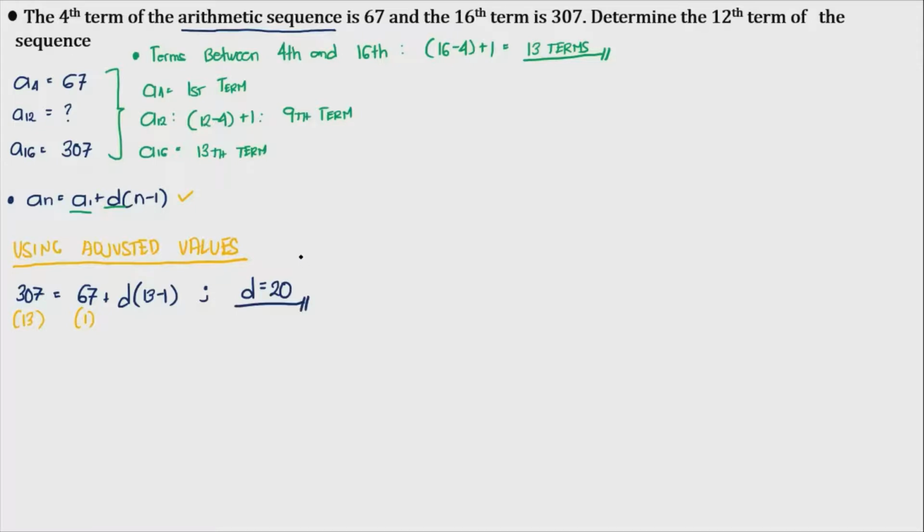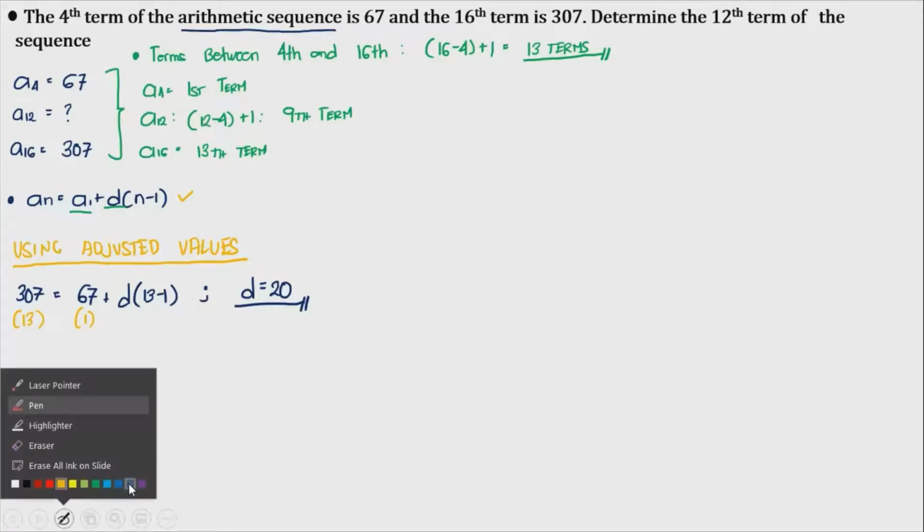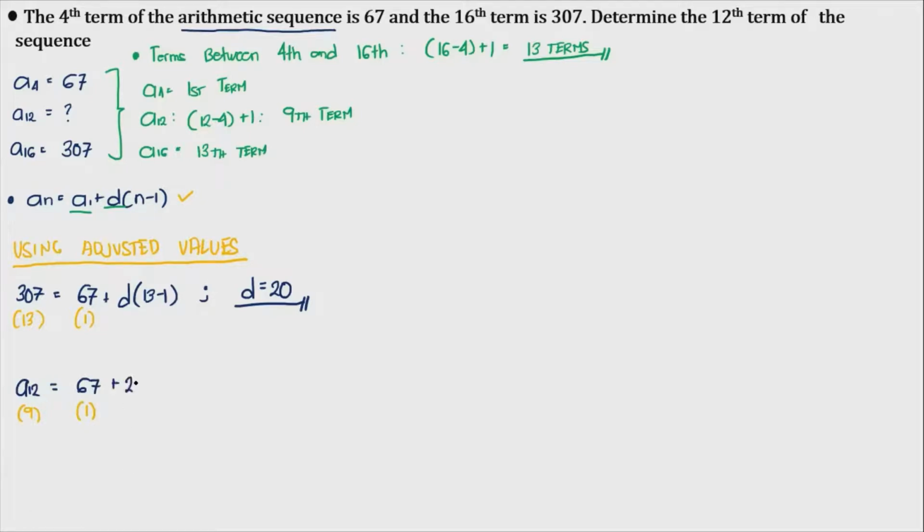So meron na tayong common difference which is 20. So hanapin na natin yung value ni 12th term or ni A12. So A12, i-take note ko si A12 is yung adjusted nating 9th term, is equal to 67. Again, si 67 is yung adjusted first term, plus common difference 20 times 9 minus 1. Therefore, the value of A12 is 227.